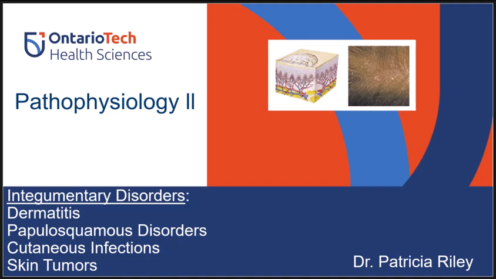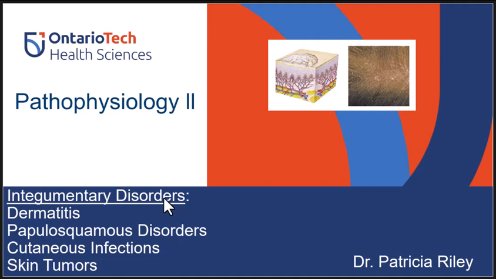Today's topic for Pathophysiology 2 is integumentary disorders. When I talk about the integumentary system, it really does include your skin, so we'll review the epidermis, dermis, and hypodermis, but it also includes associated glands, hair, and nails. But we're really going to be focusing on the skin for this lecture.